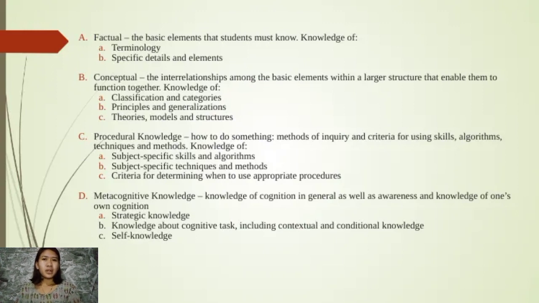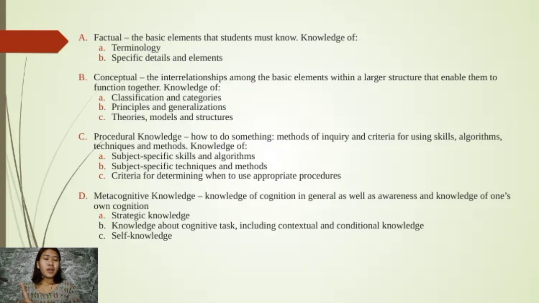Number two is conceptual. Conceptual is the interrelationship among the basic elements within a larger structure that enable them to function together. Knowledge of classification and categories, principles and generalizations, theories, models, and structures. The next one is procedural knowledge. It is how to do something, methods of inquiry, and criteria for using skills, algorithms, techniques, and methods.